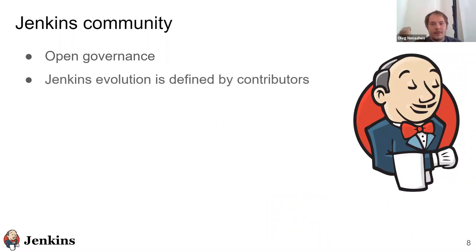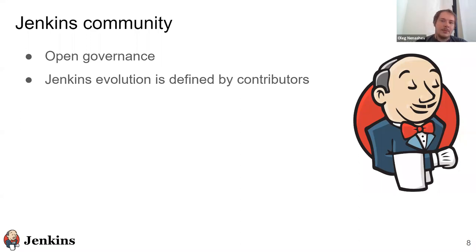We have regular meetings. We have mailing lists, and most of the activities happen through these channels. Also, Jenkins evolution is largely defined by contributors. What it means is that the project evolves in the directions where we receive contributions.